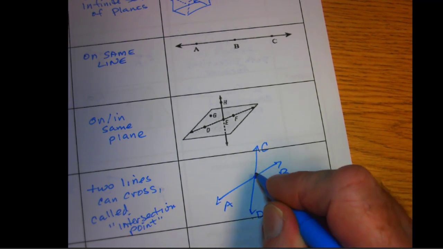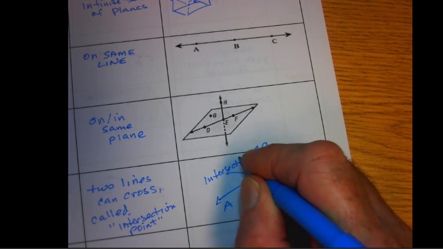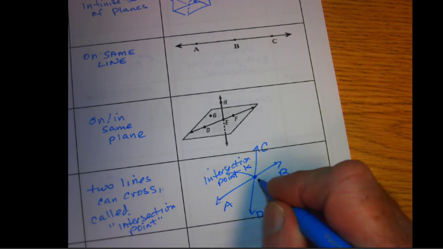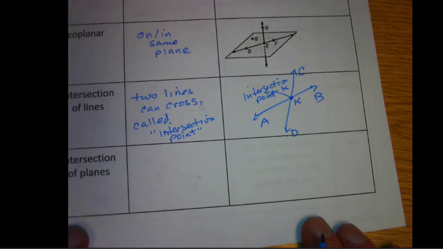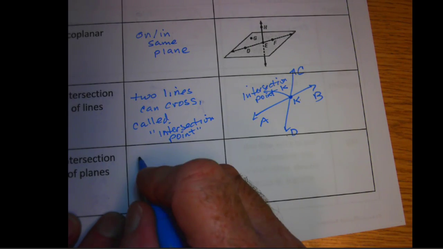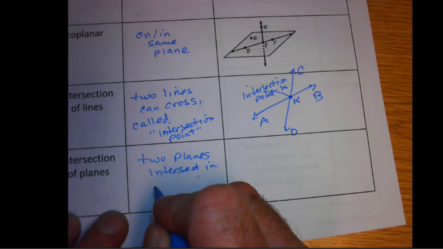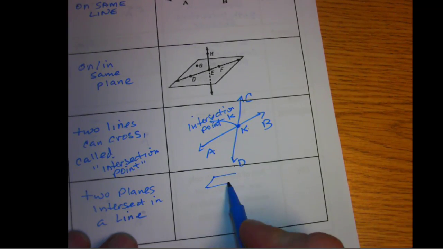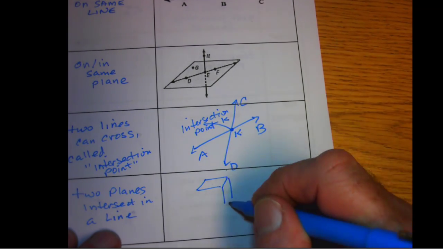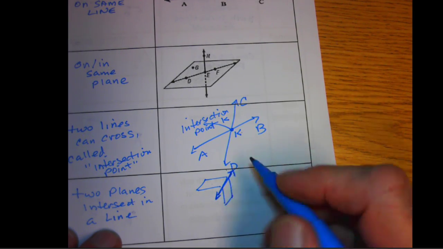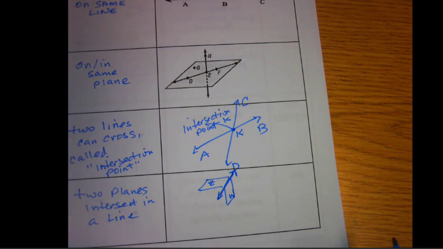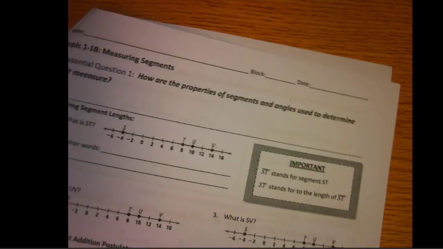Two lines can cross each other, and we call that the intersection point. We could label that K. The intersection of two planes is going to be a line. So two lines intersect in a point, and two planes intersect in a line. We can draw the edges of a box, like the ceiling and the wall, and that intersection is actually a line.